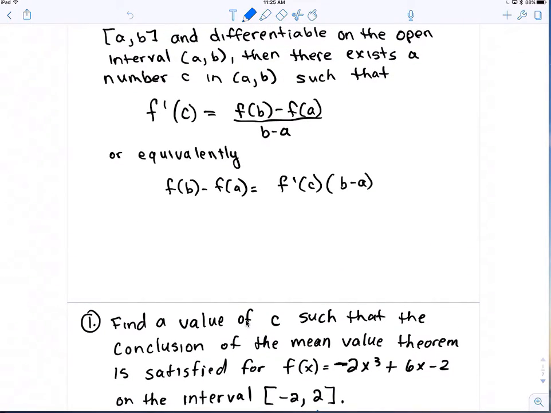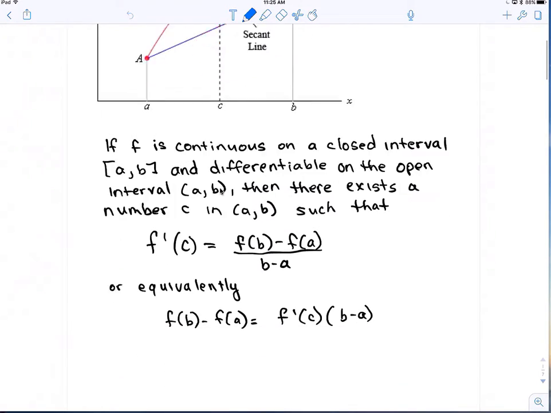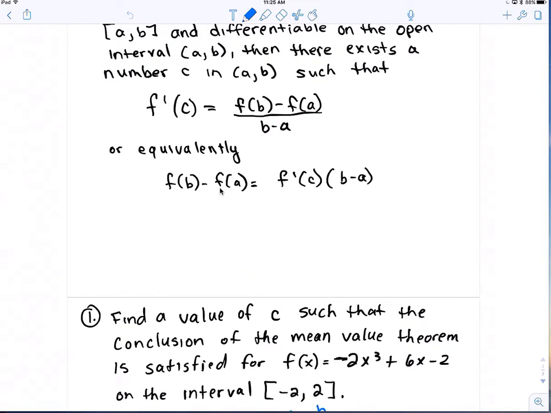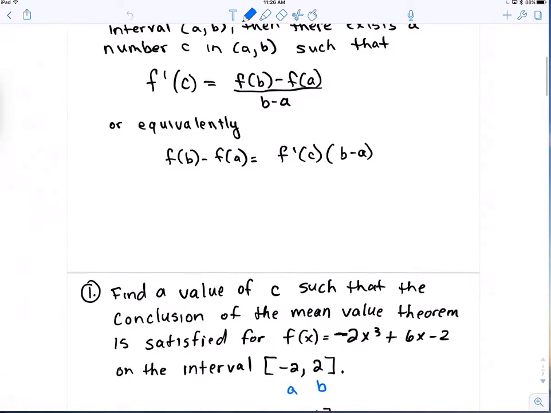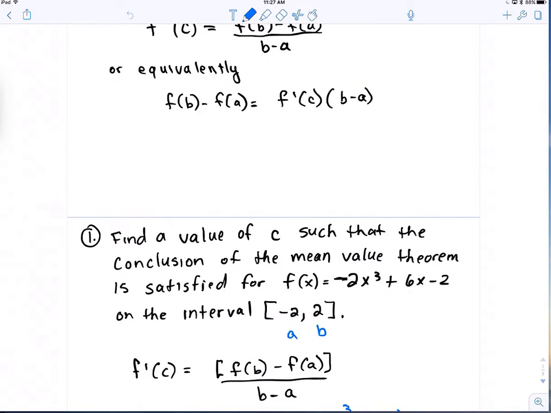Okay, so we're going to find a value c. What we're going to be looking for is this value c right here. Keep in mind, find a value c such that the conclusion of the mean value theorem is satisfied for the given function on the given interval. So the first thing we're going to do is label our a and b and our interval, and then we write our mean value theorem relationship down here. So we want to evaluate that.